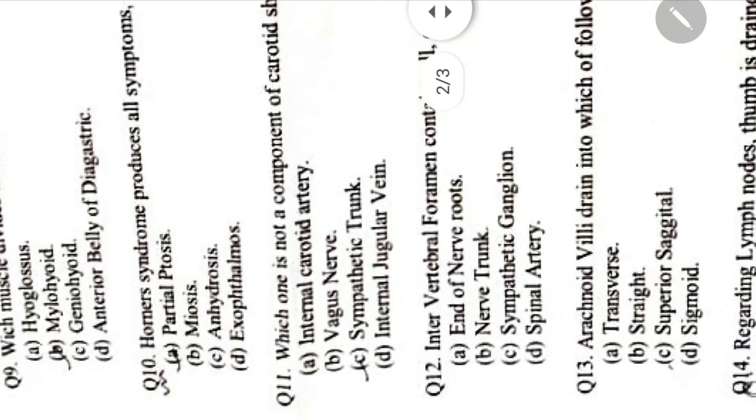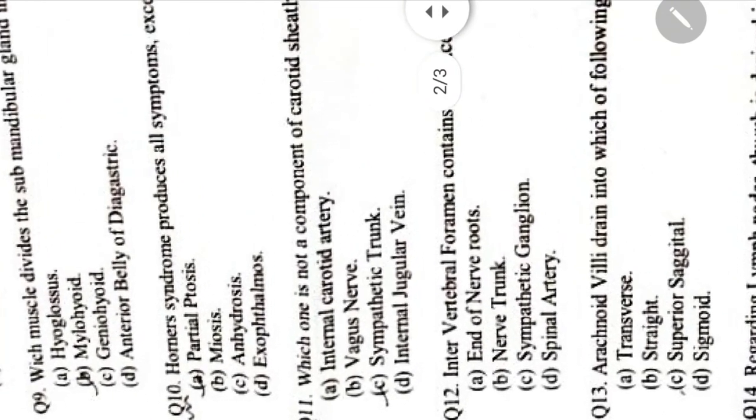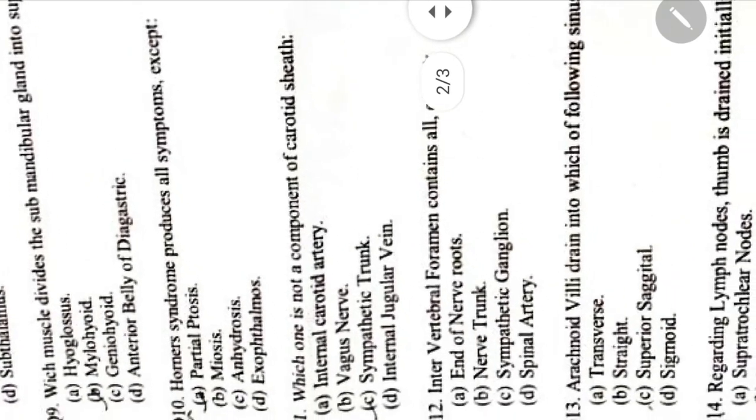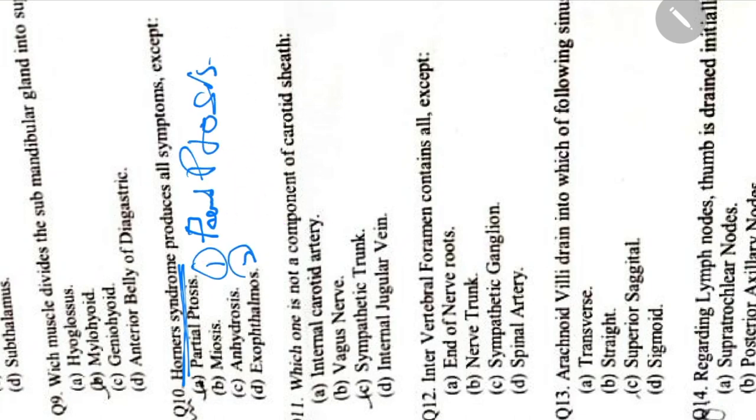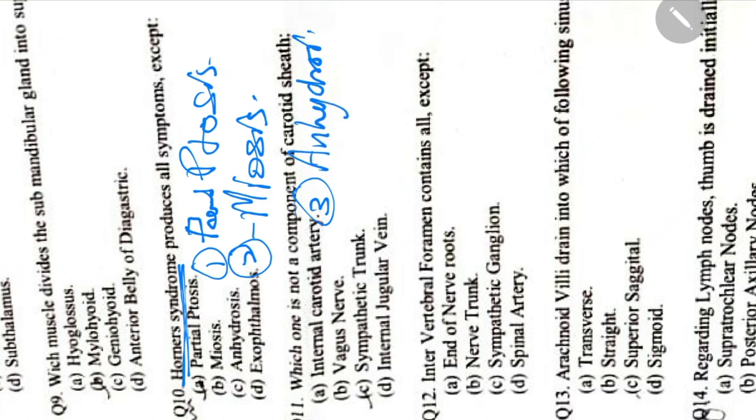Horner syndrome. Horner syndrome produces all symptoms except which one? Horner syndrome is actually loss of sympathetic innervation to the contents of the eyeball. So remember, Horner syndrome leads to, one, partial ptosis, then meiosis, third, anhidrosis, and fourth, enophthalmos.